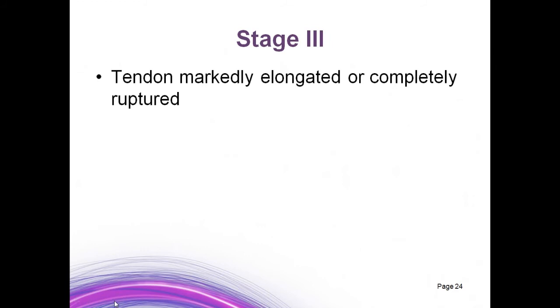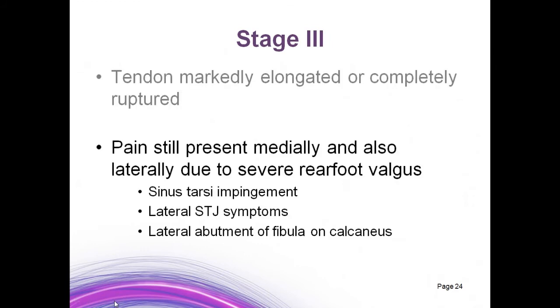With stage 3, the tendon is markedly elongated, so it's further progressed in its lengthening, or it may be completely ruptured. Pain is still present on the medial side of the ankle, and may also now be forming on the lateral side of the foot and ankle due to the severe everted position of the rear foot. The sinus tarsi becomes impinged and compressed as the foot pronates across, and therefore that can result in some lateral subtalar joint symptoms. And in some instances, the calcaneus is so everted that it starts to abut on the base of the fibula, and this can lead to lateral pain.